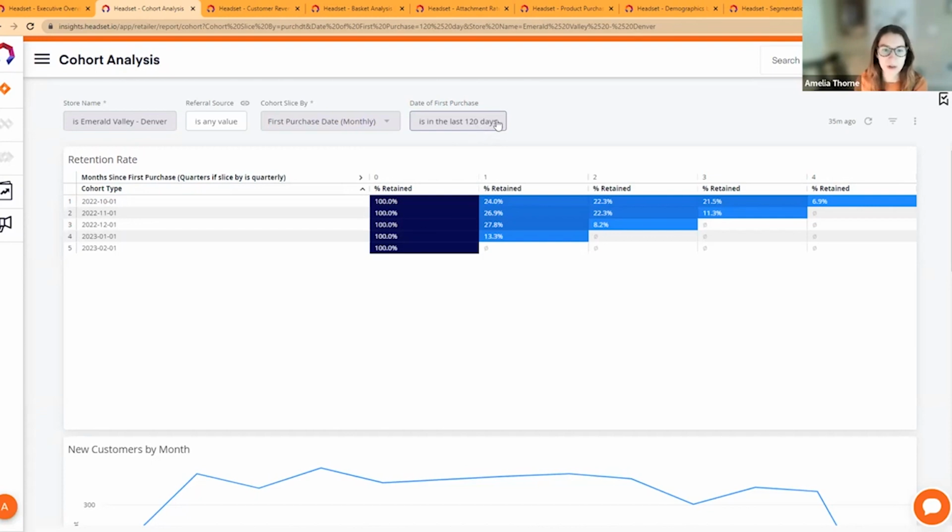So how this retention rate works is we're looking at each month over whatever date of first purchase you select. So we're looking at new customers and the retention rate of new customers in the last 120 days. October, for example, is our first month. The 0 here in the column section is going to be that month of October. So 100% of new customers were retained, because that's how many new customers came into your store that month. The next column after that is the month after October. So November is going to be the next month, and we're looking at the percentage of customers that were retained from that October month. So 24% of the new customers in October came back the following month.